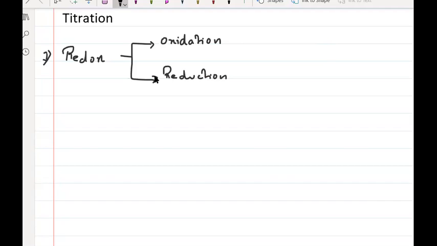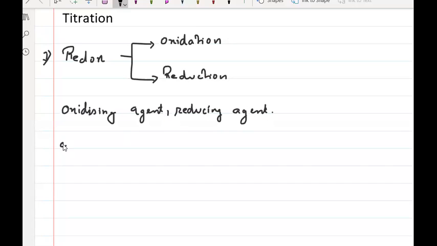So we studied the basics. Let's recall what we have studied, because whatever we have studied in this chapter is for this topic, titration. We will be using everything for this. Then we studied what is oxidizing agent and reducing agent. We studied about oxidation number. Then we studied about balancing of redox reaction.